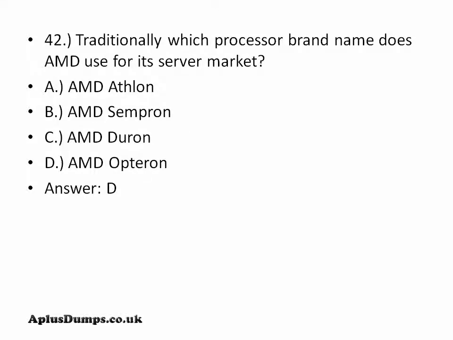Question 42. Traditionally, which processor brand name does AMD use for its server market? A. AMD Athlon. B. AMD Sempron. C. AMD Duron. D. AMD Optron. The answer is D. AMD Optron.